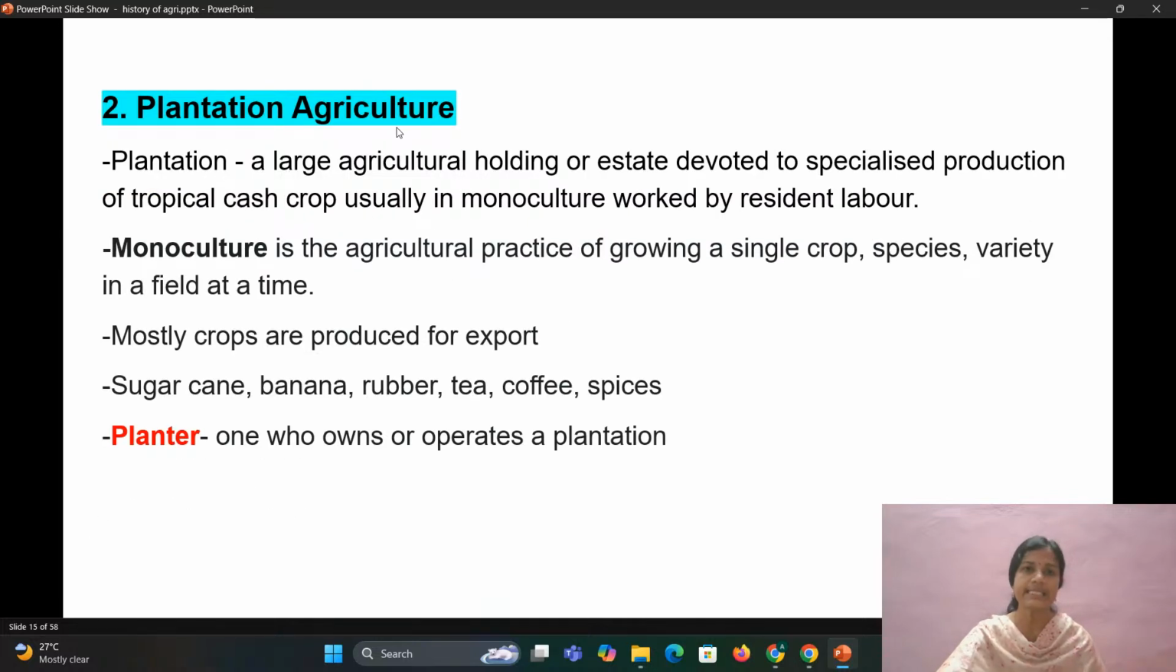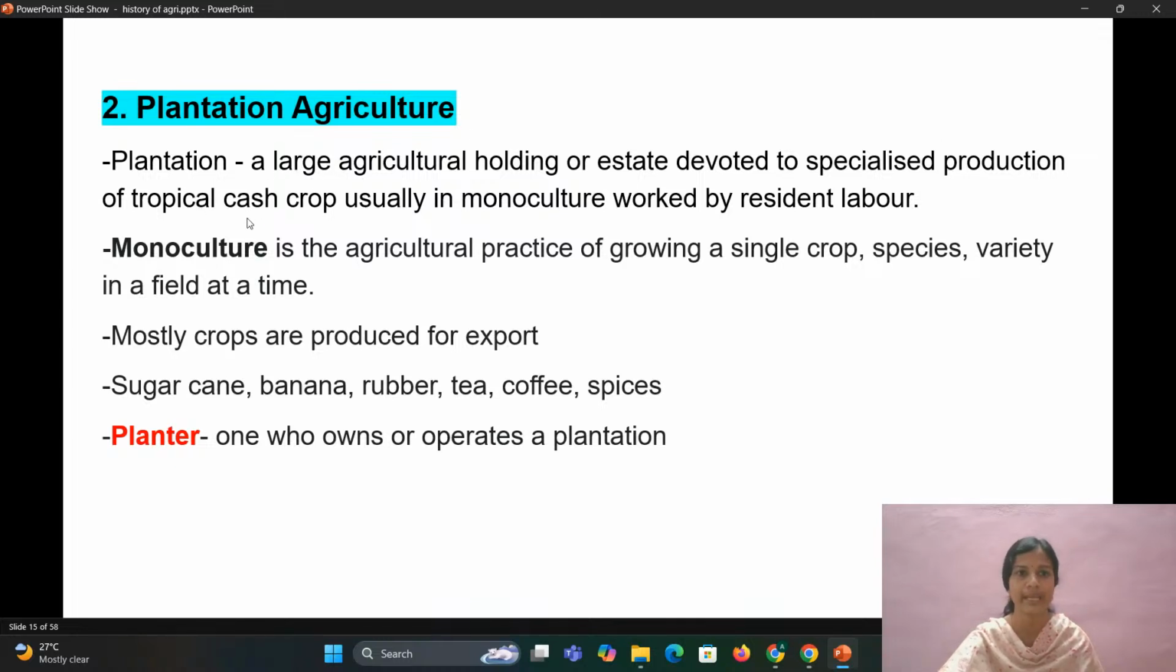Then another system, that is plantation agriculture. So what is a plantation? Plantation is a large agricultural holding or an estate that is devoted to specialized production of tropical cash crops, usually in monoculture, worked by resident labor. So there are various terms used to describe a plantation. It will be a large agricultural holding or estate. There will be a specialized production of cash crop. Crop will be usually a remunerative one.